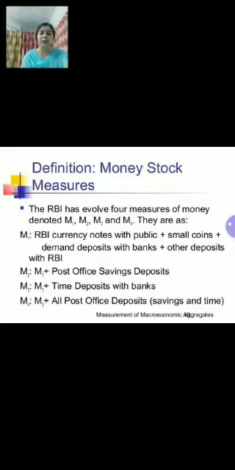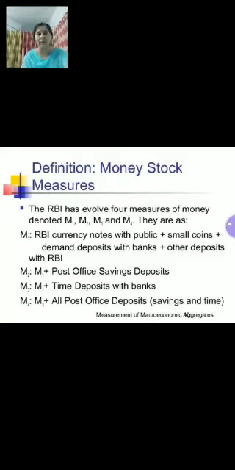These four measures of money supply are defined below. You can see this in the slide. The first measure is M1, second is M2, third is M3 and the last is M4. Children, you need to learn the formula of all these variables, and this is a very important topic, right? So it is written in the slide. You can see once again, the RBI has evolved four measures of money supply denoted as M1, M2, M3, M4, and they are as follows. So we'll discuss all in detail.